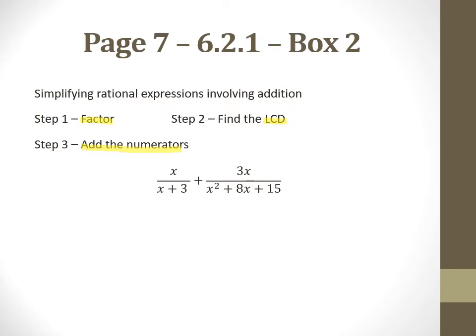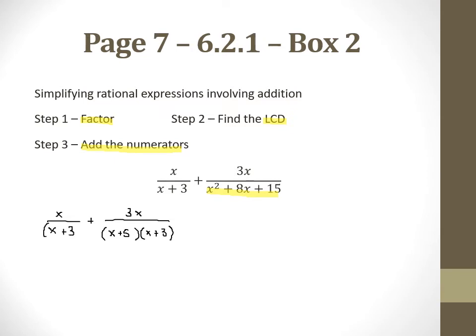So looking at this first example, x, there's nothing to factor there. In the denominator, x plus 3, nothing to factor there. Plus 3x, that's all good to go. But now I see this x squared plus 8x plus 15. Whenever you see a quadratic, probably should think about factoring that. So ask yourself, what multiplies to 15 and adds to 8? And that's going to be 5 and 3.